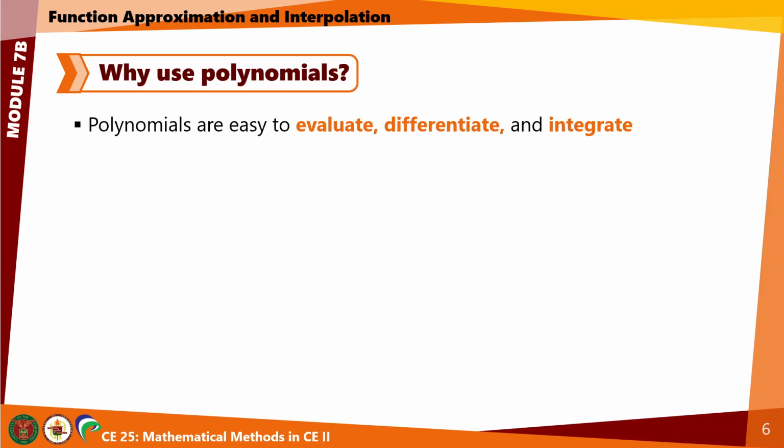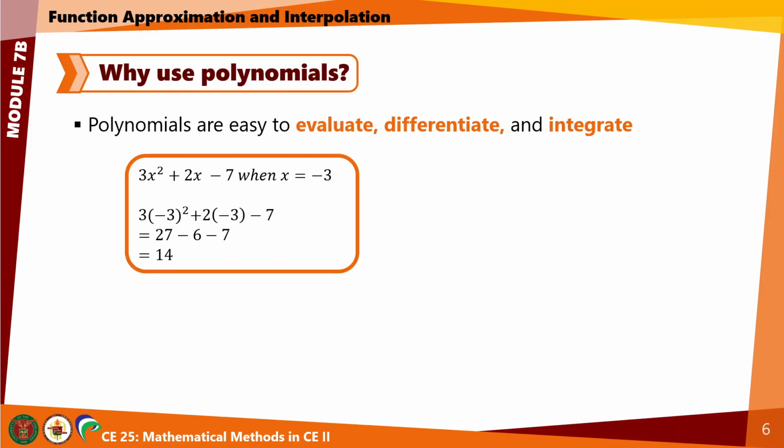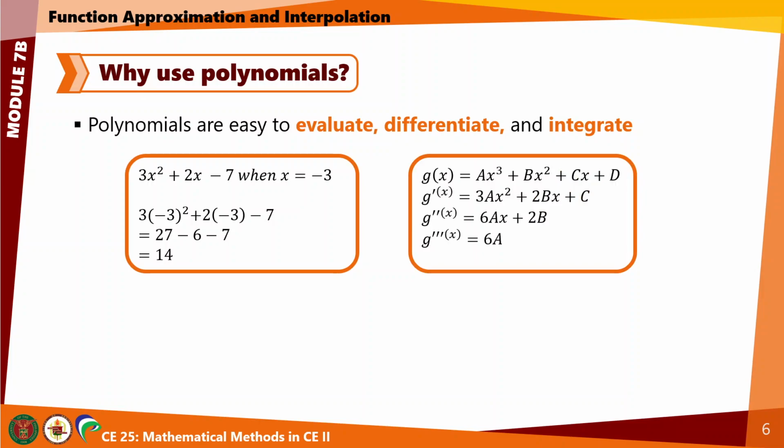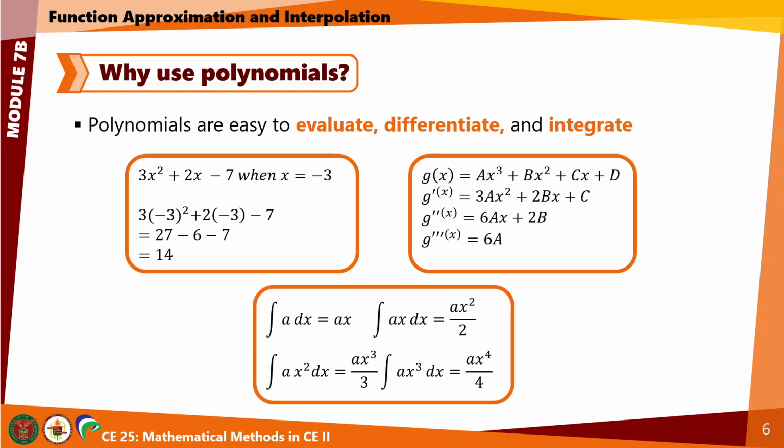Okay? However, it does not mean na hindi na pwede gamitin ibang function for function approximation. Okay? So, let's say 3x squared plus 2x minus 7 when x equals negative 3. So, madali i-evaluate. Substitute mo yung negative 3 kay x. You can easily get 14. Ito naman, example of getting the derivatives. Okay? So, ax cubed plus bx squared plus cx plus d. Daling-daling kunin yung first, second, and third derivatives. And of course, you can also easily get yung mga integrals nila.